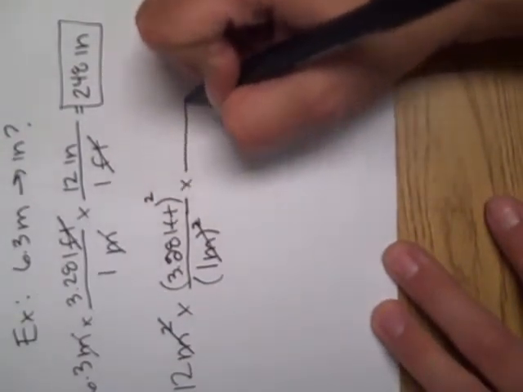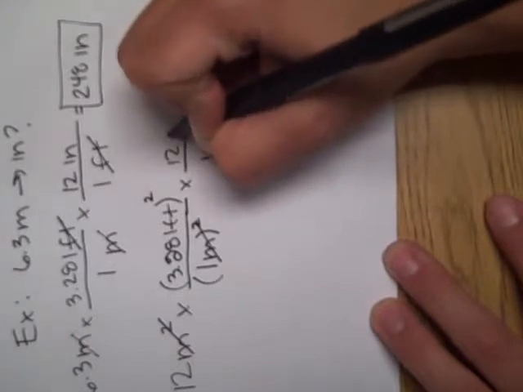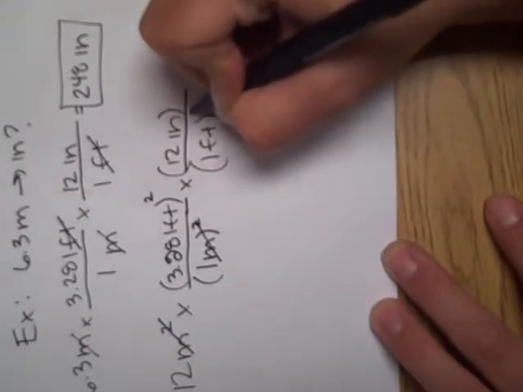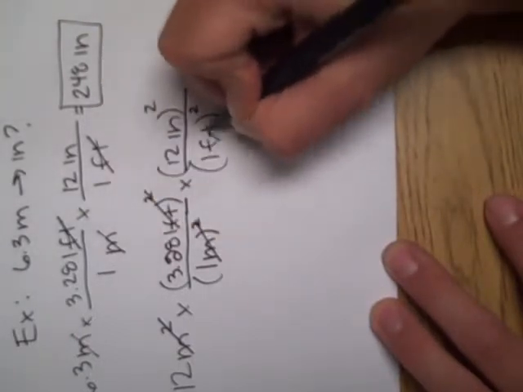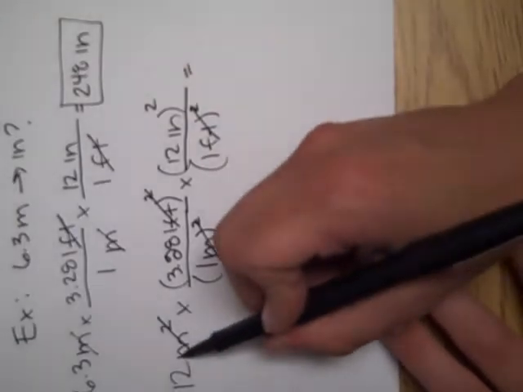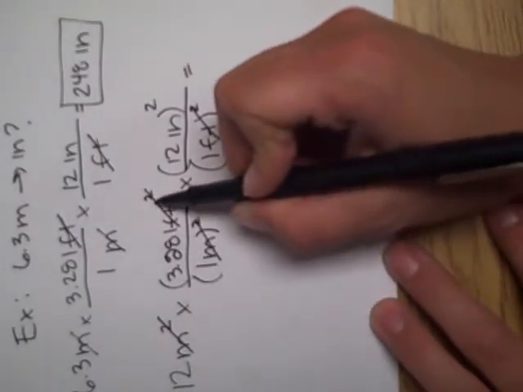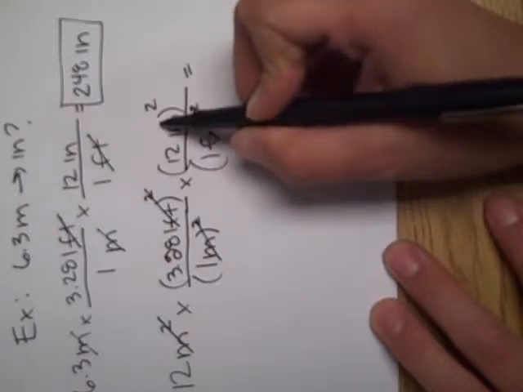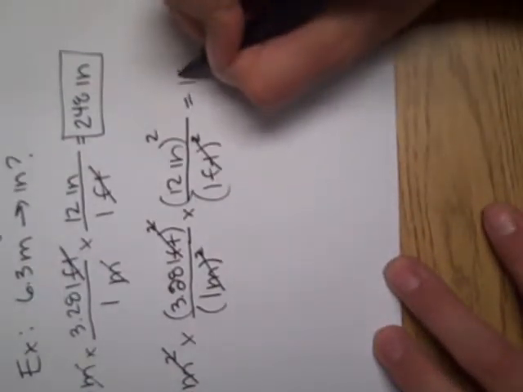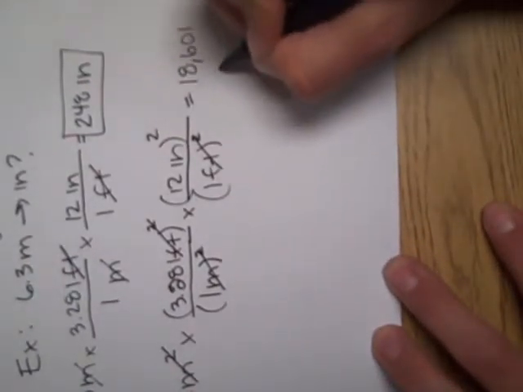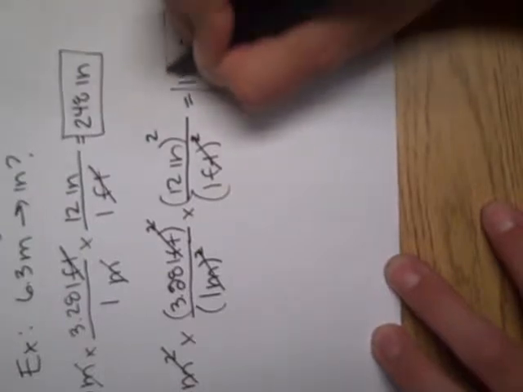And then next line, yes, 1 foot is 12 inches, but you have to put everything in parentheses, square that. And so in the end then, you'll take 12 times 3.281 squared times 12 squared, and you get 18,601 inches squared as your answer.